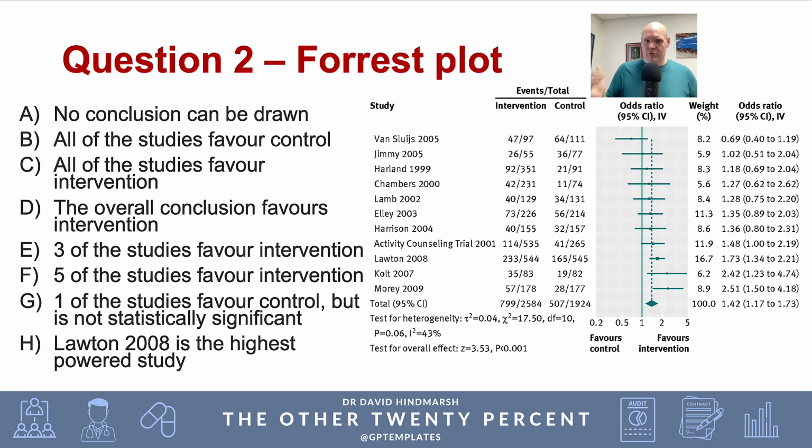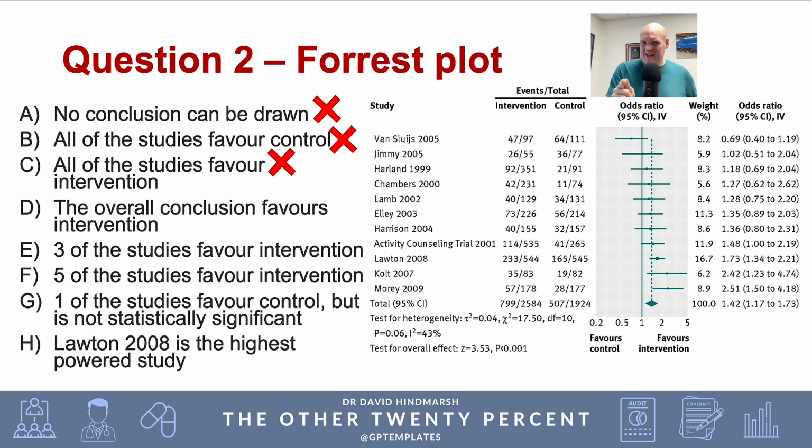So let's go through the answers again, one at a time. So no conclusions can be drawn. Well, actually, we've gone through this. We probably can draw some conclusions. All the studies favour control. Nope. All of the studies favour intervention. Again, no. The overall study conclusion favours intervention.